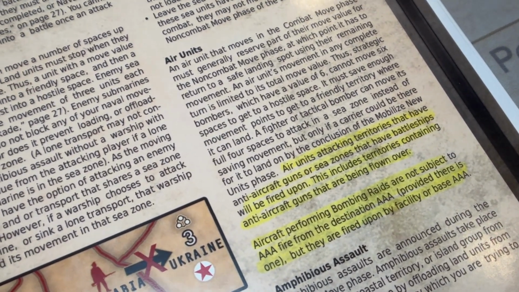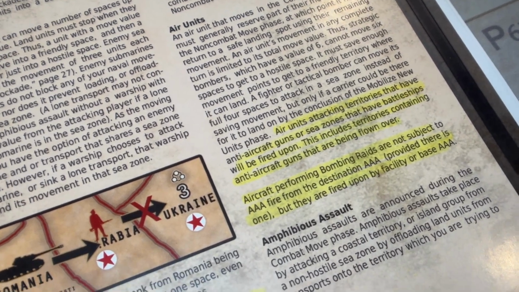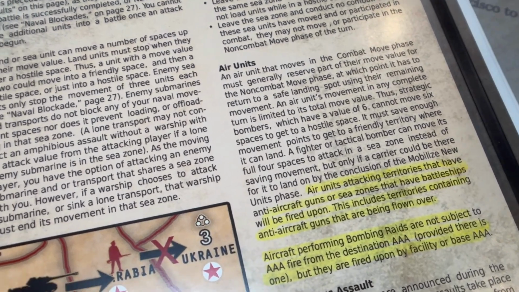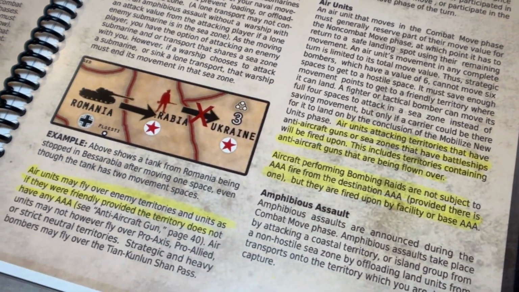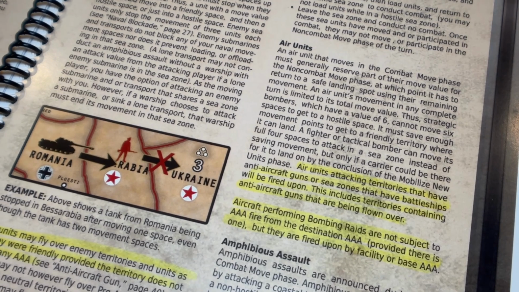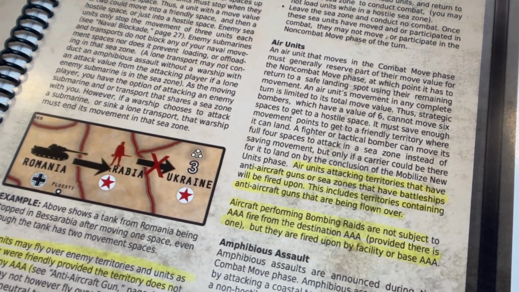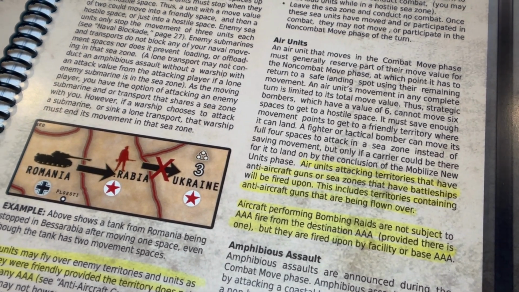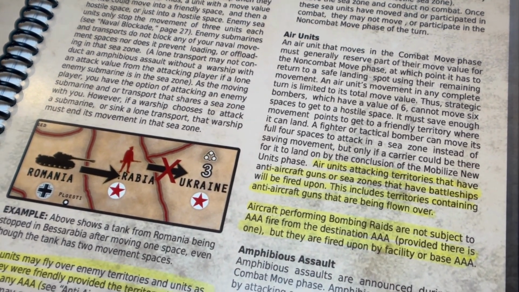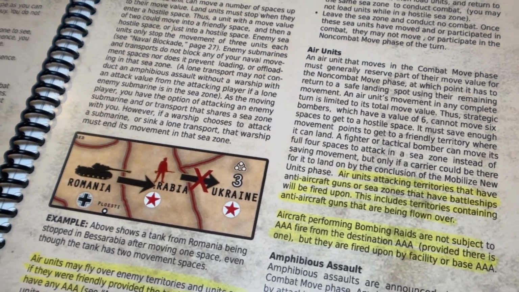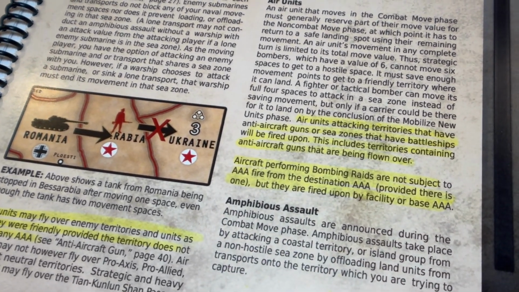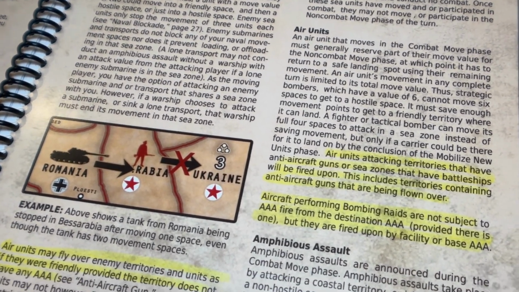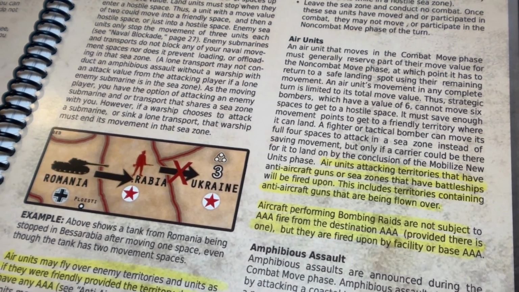A rule that I have a harder time wrapping my mind around, though, is this idea of AAA gun flyovers. Now, y'all know that when you attack a territory with a AAA gun in it, be it a unit or one that's built into a facility that you're strategic bombing, that gun gets a chance to roll and try and shoot you down before the combat begins. Here, though, this says that the same thing happens every time you fly over a territory with a AAA gun in it to get to a combat.